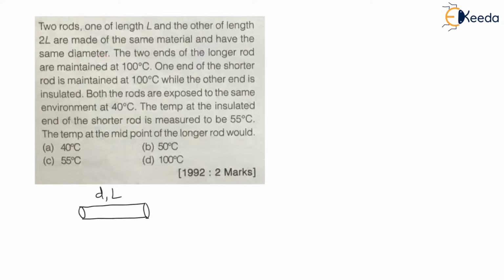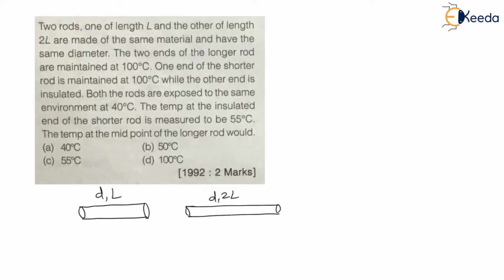and the other is of 2L, same material and same diameter, right? Let us say this is of 2L and the diameter is again the same, D and 2L. Then the two ends of the longer rod are maintained at 100 degrees Celsius.